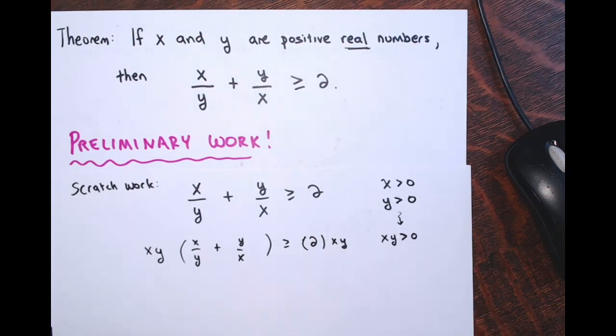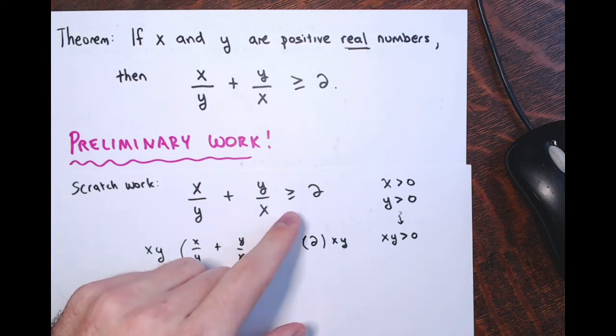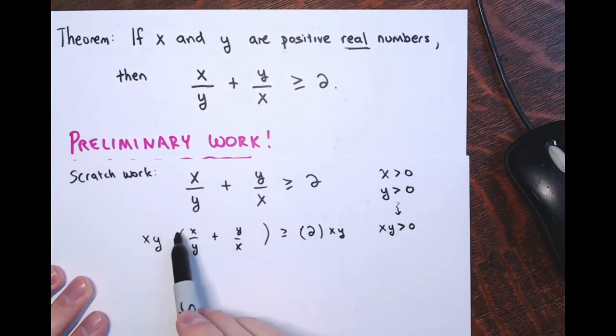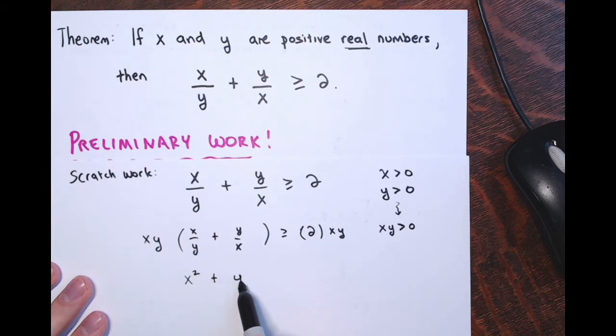And I can do that, right? x times y would be a positive real number. Multiplying both sides by xy won't change the inequality. The only way that the inequality will flip is if you multiply by a negative. And if I distribute xy over here, you'd get x squared plus y squared, because the y's and the x's would cancel, is greater than or equal to 2xy.